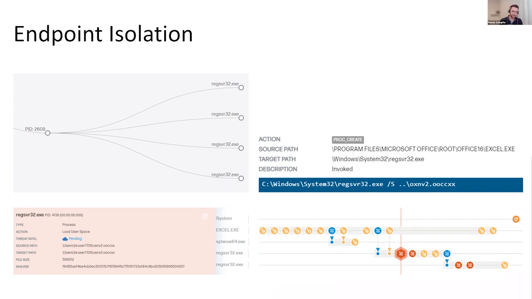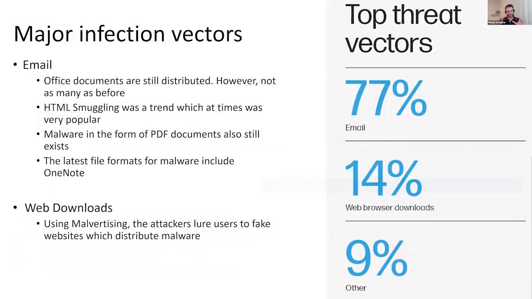Now, let me get into the major infection vectors. So the major infection vectors can be divided into mainly email and web browser download. So email is very, very common. We see a lot of email threats. Web browser downloads are not that common. They are becoming more and more popular lately. I'll show a really interesting example. And there are other infection vectors as well.